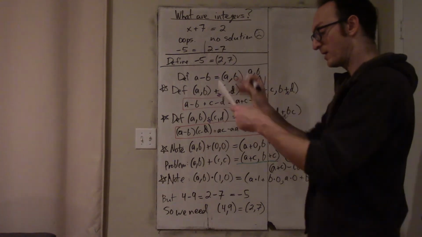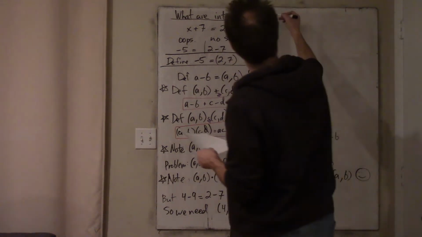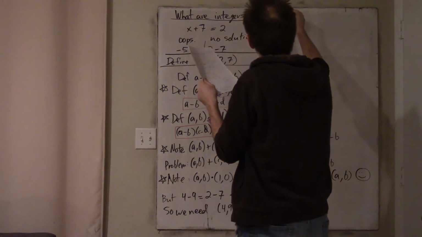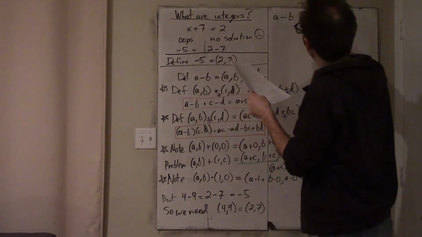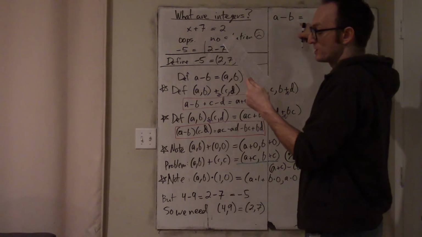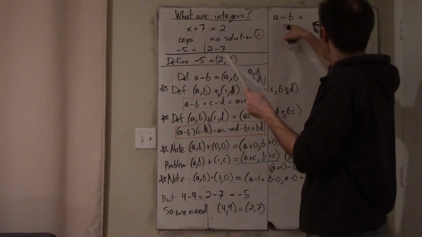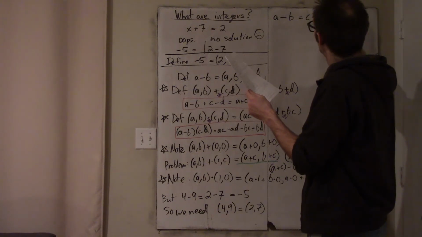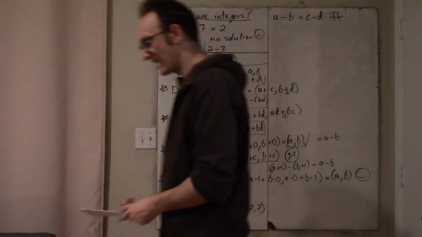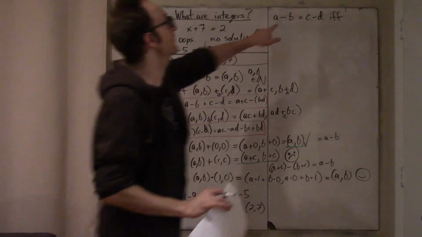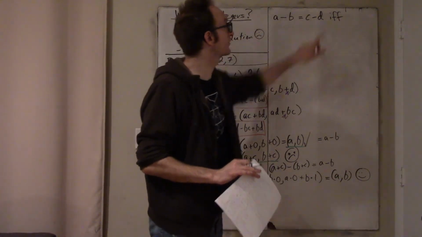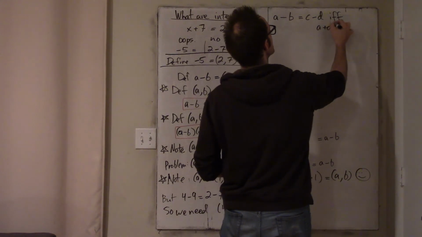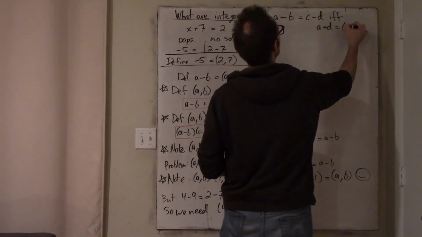Then what we need is to somehow characterize what it means for two integers to be equal. So note that A minus B is C minus D if and only if what? What does it take for an integer of the form A minus B to equal an integer of the form C minus D? Well, this can be rephrased as A plus D is B plus C.